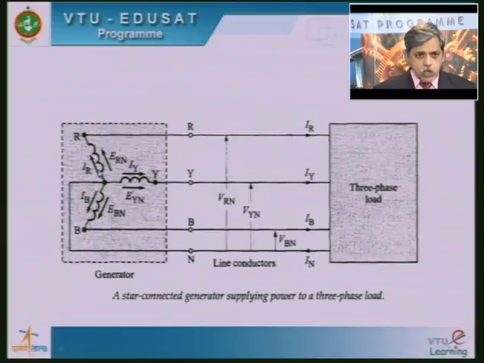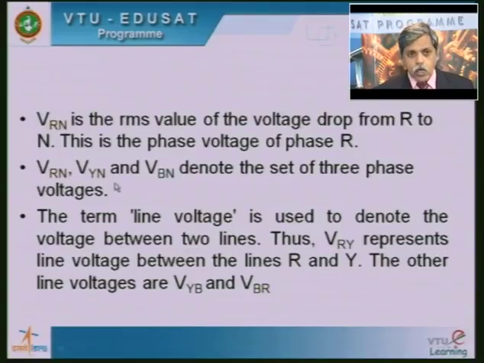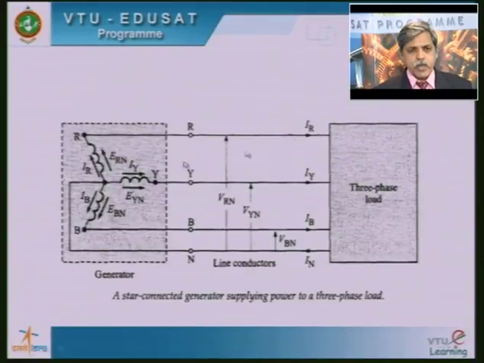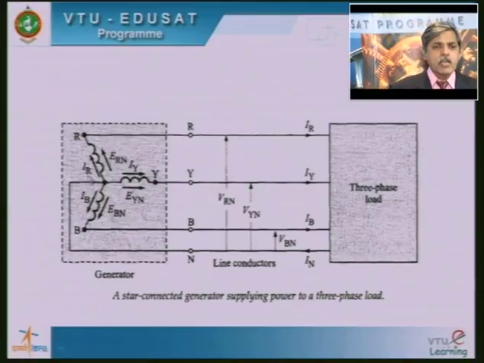There is no change in the current in the phase and in the line. Therefore, in a star connected system, whether it is 3 phase 3 wire or 3 phase 4 wire, I always have the phase current equal to the line current in the system. So, that is the relationship between the phase current IR and the line current IR.